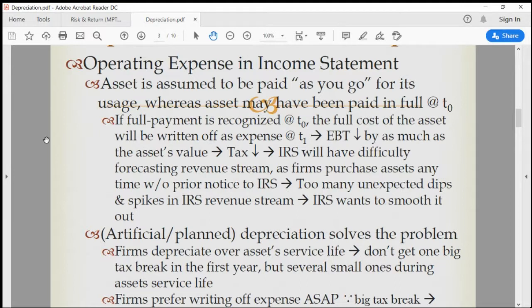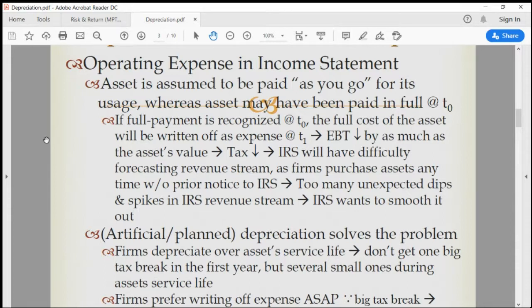Now, suppose it is just one company, your business, that wants to write off this $50,000 in year one, the year that this purchase happened. Well, it may not stop the IRS. It may not make the IRS grind to a halt.